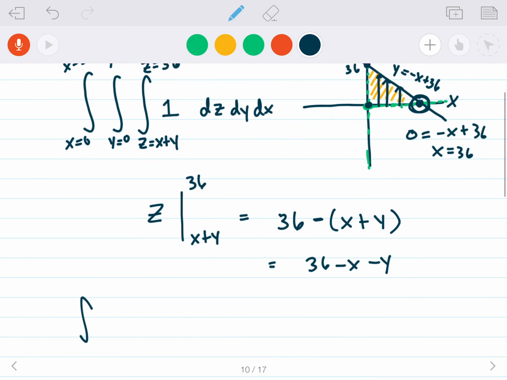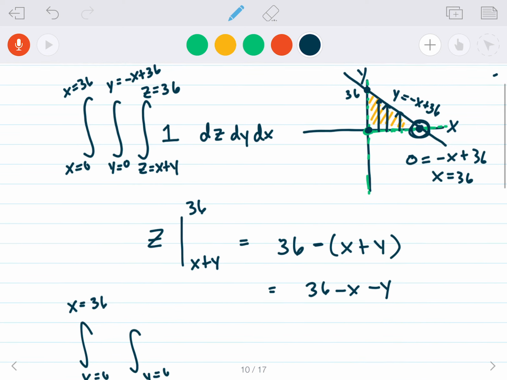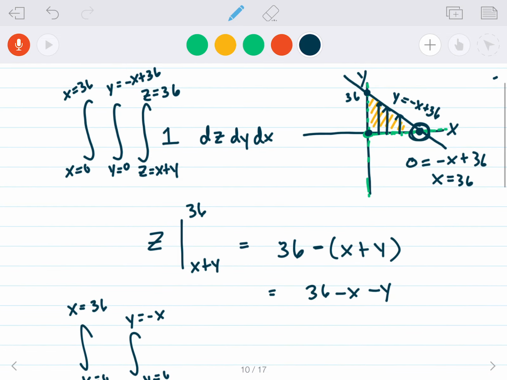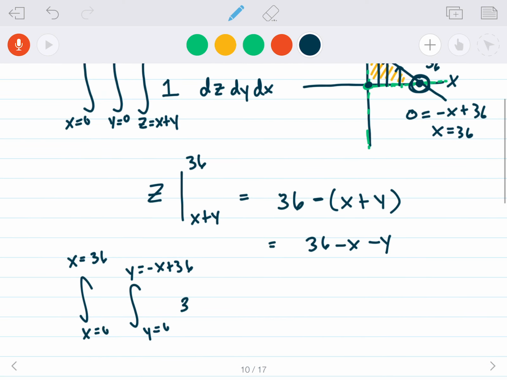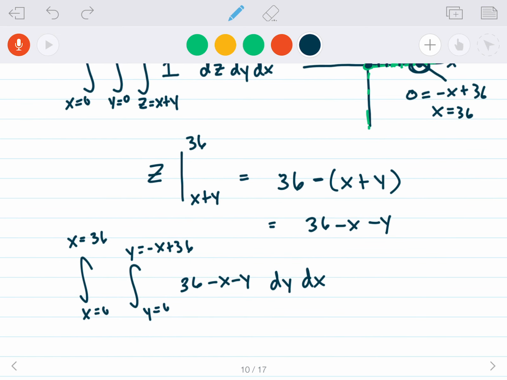And now I have x equals 0 to x equals 36. Y equals 0 to y equals negative x plus 36. And now what I'm integrating is 36 minus x minus y dy dx. Okay, so we're going to integrate with respect to y first. So anything that doesn't involve a y is considered a constant here.